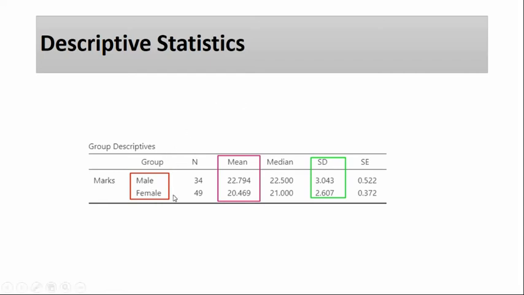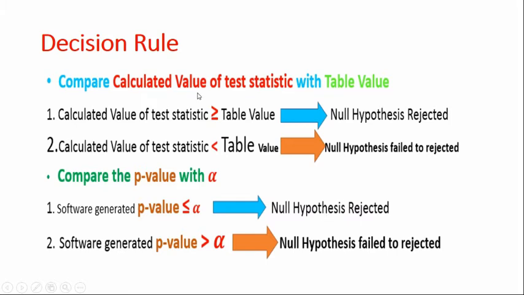Descriptive: male, female. N, the number of items, is 34 in the male group and 49 in the female group. Mean, median, standard deviation. Here we need only mean and standard deviation. Decision rule: how to reject or accept the null hypothesis. The rule is, if the calculated value of the test statistic is greater than or equal to the table value, the null hypothesis is rejected. If we use the p-value, compare the p-value with alpha. If the software-generated p-value is less than or equal to alpha, then the null hypothesis is rejected.